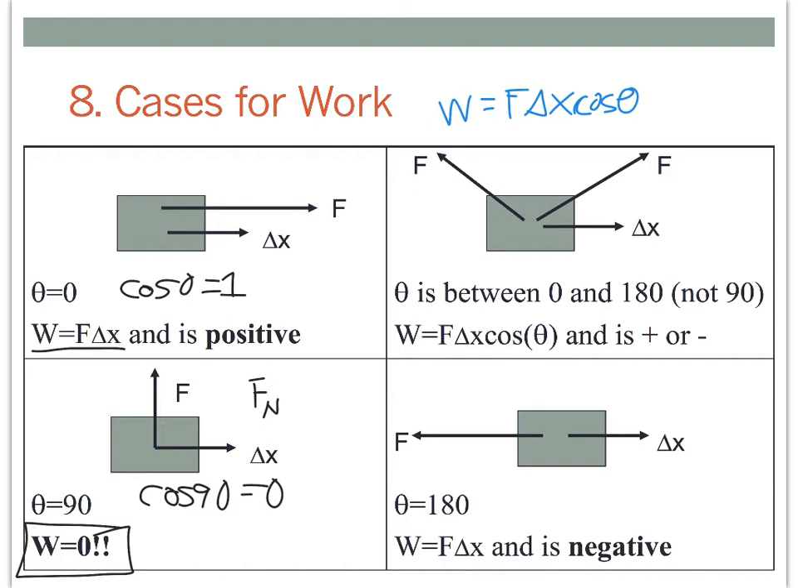Moving on to the bottom right here, we have a situation where our displacement's still going to the right, but our force is back to the left. Okay, the angle between this and this would be 180 degrees, all right? And we remember that cosine of 180 is just -1. So once again, if we think about our equation up here, that simplifies to work is just force times displacement, but it's negative.